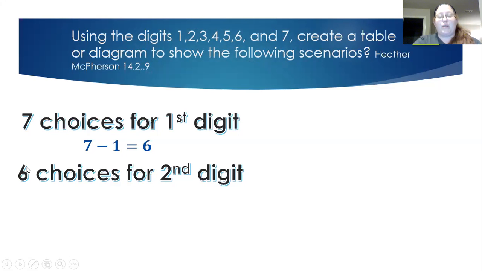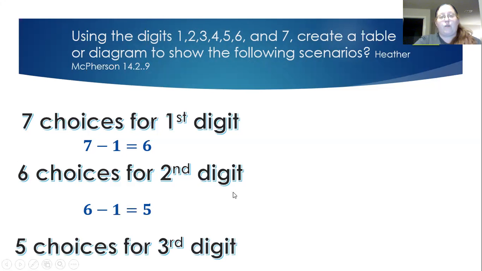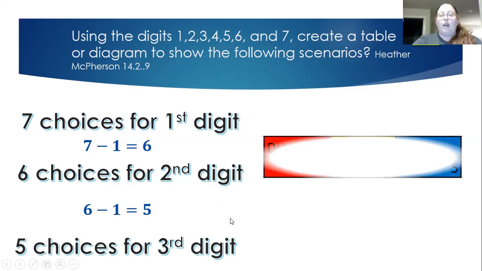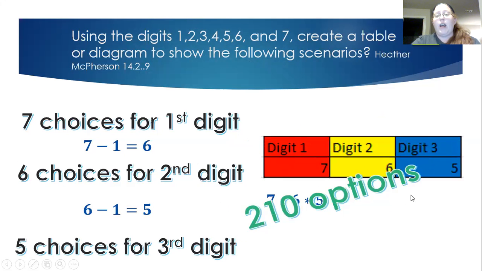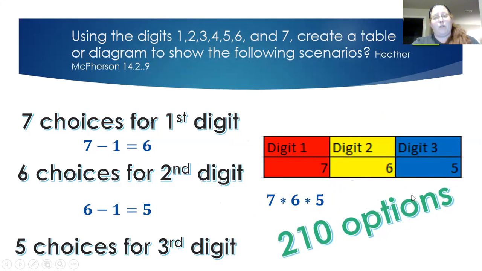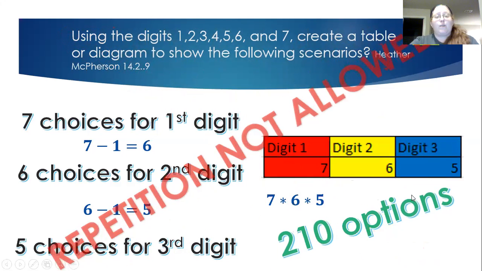So we're going to do that one more time. You'll take 6 minus 1 equals 5, so 5 choices for the third digit. And in here I made just a little diagram. Digit 1 is 7 choices, digit 2 is 6 choices, digit 3 is 5 choices. Now you'll multiply those together, 7 times 6 times 5, and you get 210 options. And again, this is when repetition is not allowed. It's different when repetition is allowed.